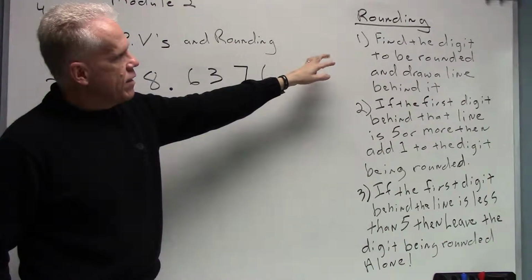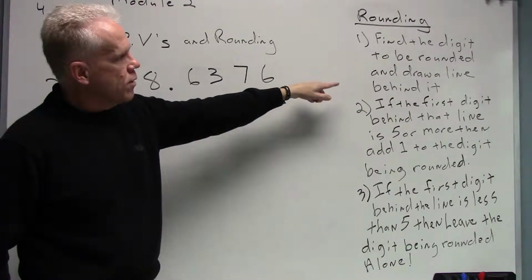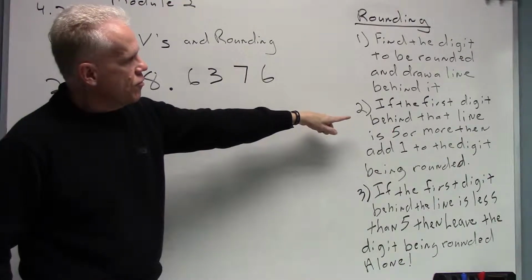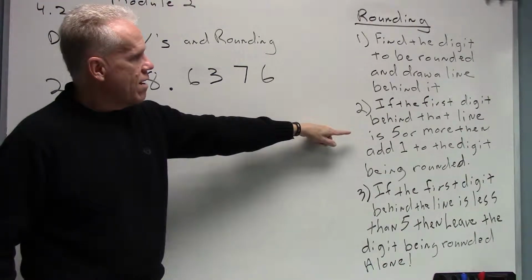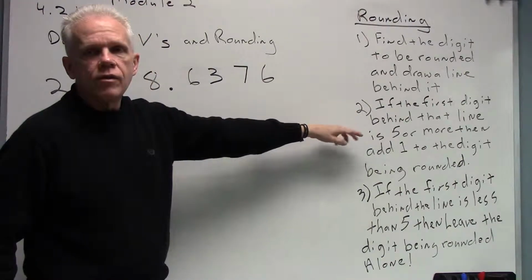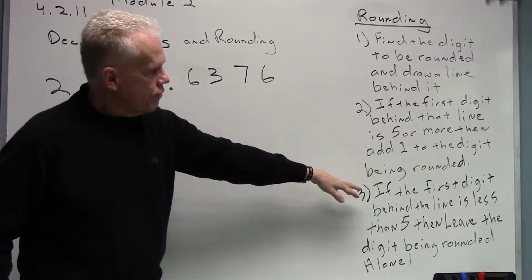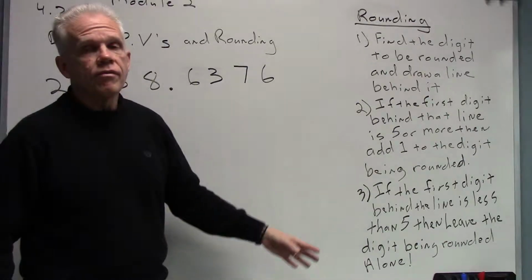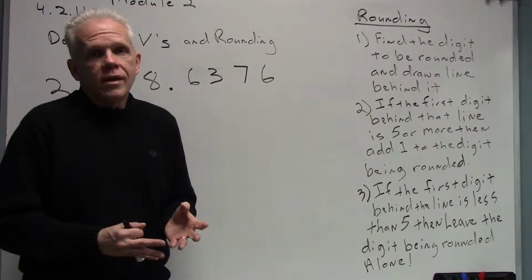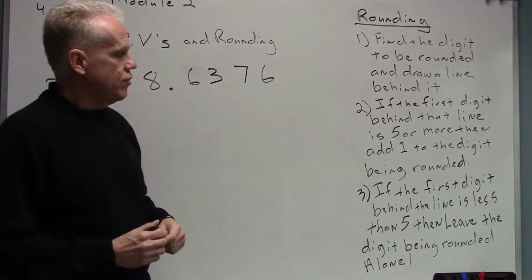First, when we're rounding, find the digit that we're going to round and draw a line behind it. If the first digit behind the line is 5 or more, then we'll add 1 to the digit we're rounding. If the first digit behind the line is less than 5, then we'll leave the digit that's being rounded the same. We won't change it at all.